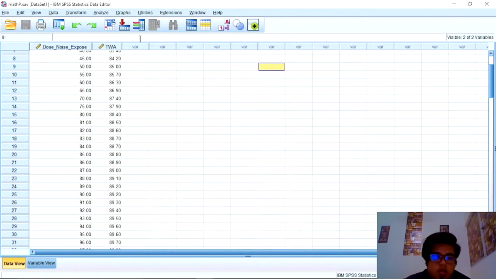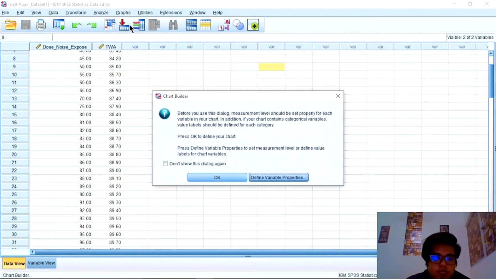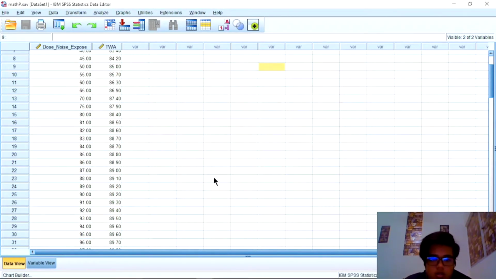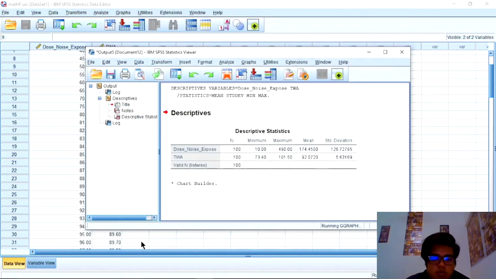Okay, and then how to find the scatter diagram and regression line for the data. To find the regression line and scatter diagram, we pick Graphs and then choose Chart Builder. Okay, then we press OK, and then we pick the scatter mode, this one, and then we insert for the y-axis TWA, time weighted average. For the x-axis is the dose noise exposed, and then we press OK.